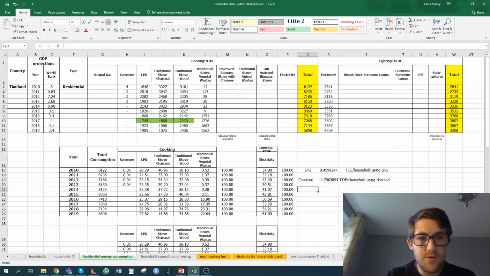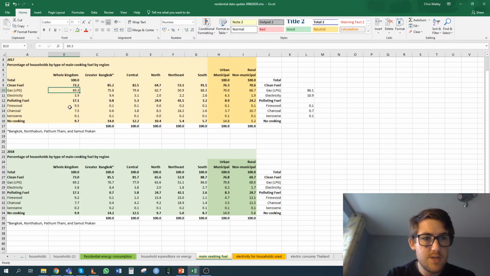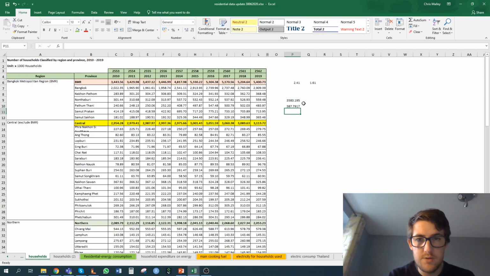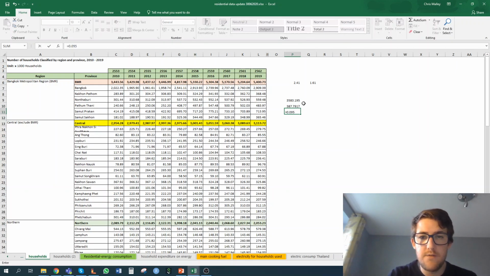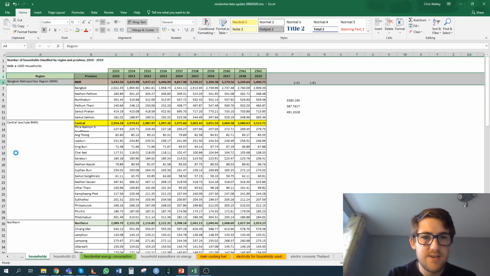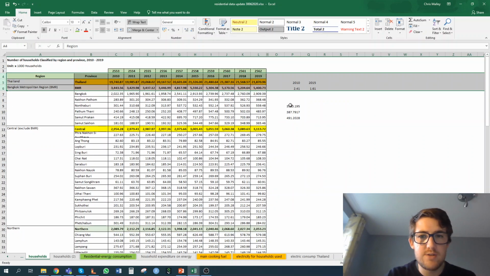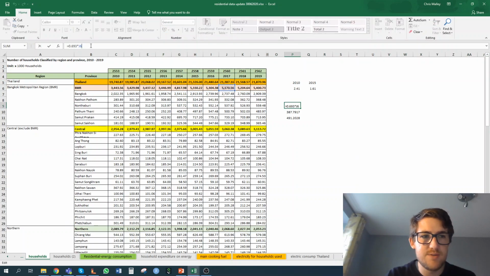And let's do the same for firewood. So 9.5% of households use firewood. So this is equal to 0.095 multiplied by total. And I've made a further mistake. I was multiplying it by the number of households in Bangkok, not by the number of households in Thailand. So I apologize. I've not fully woken up this morning. These values should be the total number of households in the whole of Thailand, not just in Bangkok.